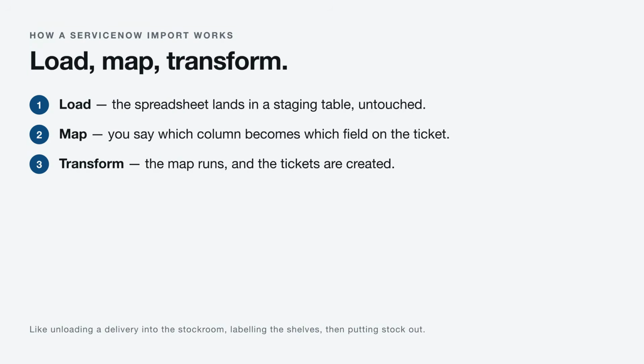Now before we fill anything in, here's the mental model, because it makes the rest of this obvious. Three stages: the file lands in a staging area.